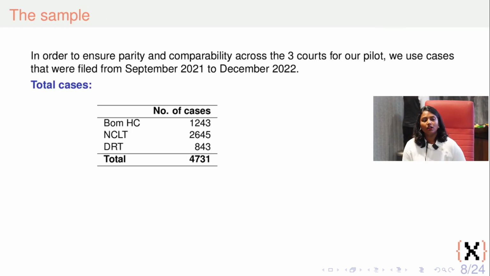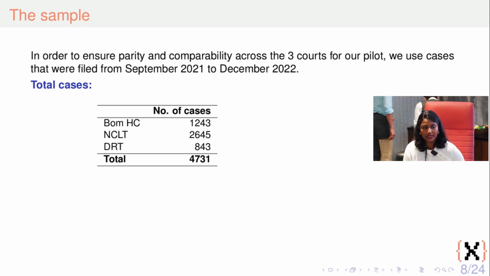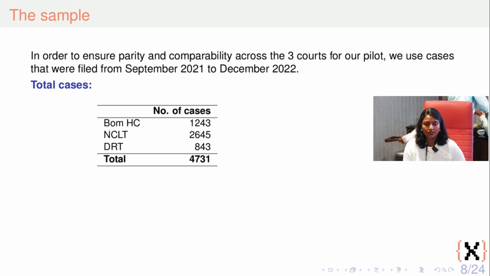I don't have to say this, I think everybody in the room knows that data that's put up by courts is not frequent, incomplete, not uniform, etc. So just to maintain parity and comparability across the three fora that we are evaluating, we picked cases that were filed from September 2021 to December 2022. That gives us about 5,000 odd cases, and the most number of cases is concentrated at the NCLT.